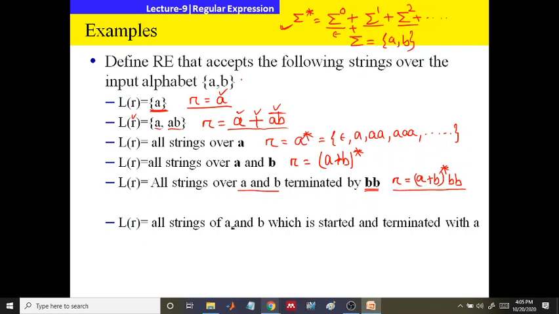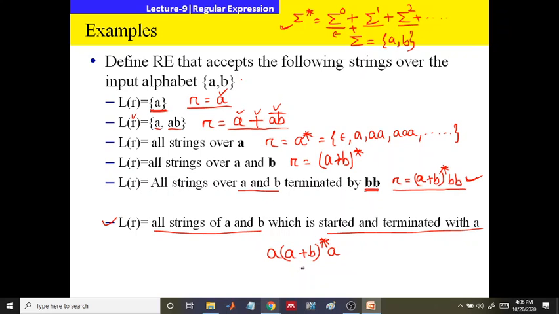All the strings of a and b which start and terminate with a. Can anyone tell me what should be the regular expression for this question? I want your answers. All strings over {a,b} which start and terminate with a. Similar to this one, you can answer. So here you can see (a+b)*, any combination of a and b, but it should start with a and it should terminate with a.